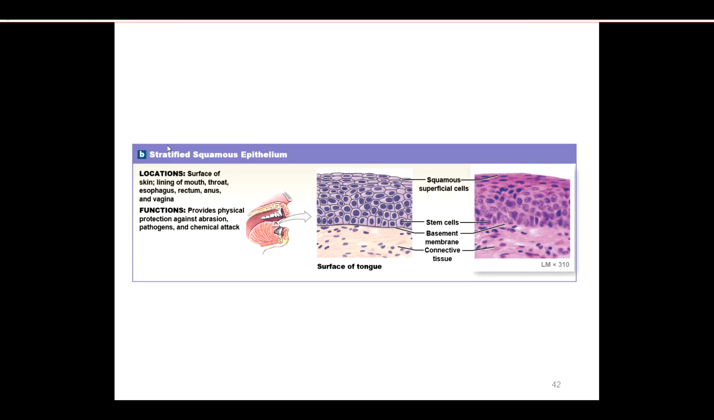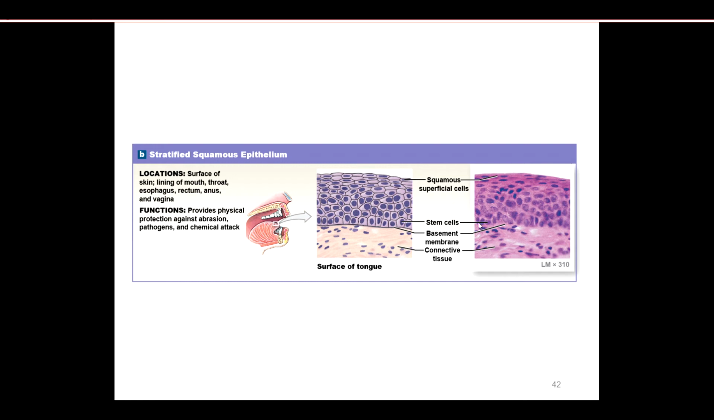So again, I listed everything out on my previous slide here also. And again, typically the function is going to be protection. When you look here, this is a section from the mouth, right? So you can see the oral cavity here. Again, you can see the basement membrane, right, underneath it is connective tissue, and then you have layers and layers of cells. All these layers of cells, and then the cells that are the furthest away from the basement membrane, the more superficial ones, they're flat, so this would be stratified squamous.